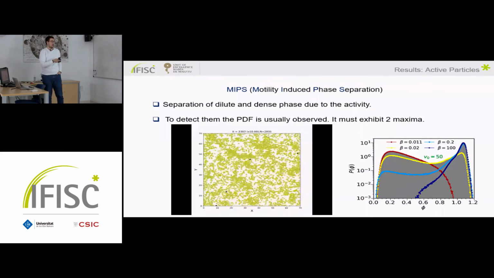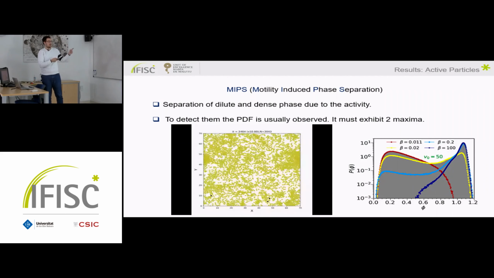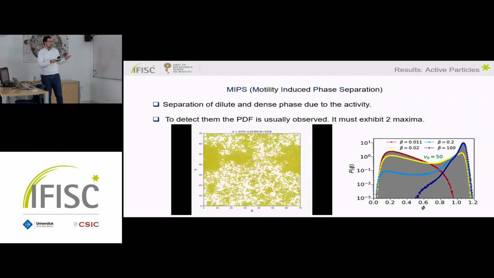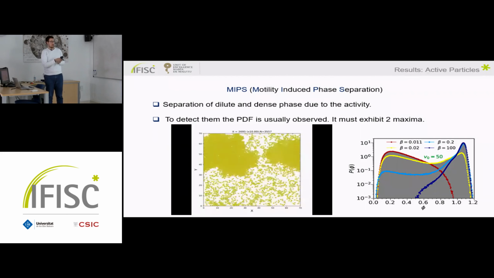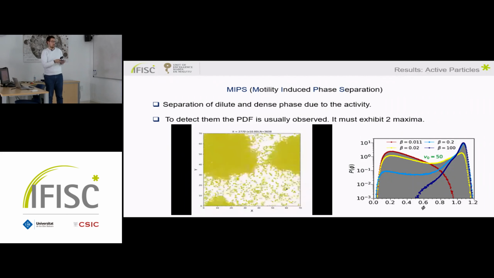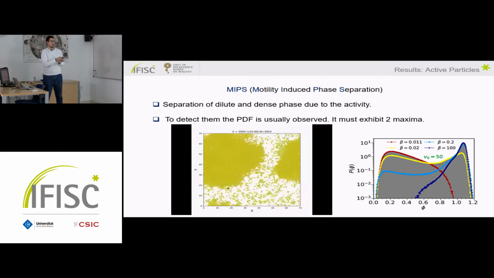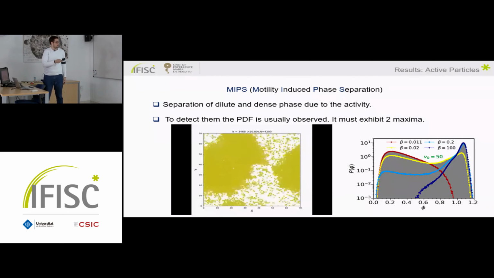And how can we study this? This is clearly seen in this PDF, the packing fraction function, where we see two peaks. The peaks represent the packing fractions, the more dense phase and the more dilute phase. When this function has two peaks, it means that a lot of particles are at a very dilute packing fraction, and a lot of particles are in a dense phase. We see the MIPS.